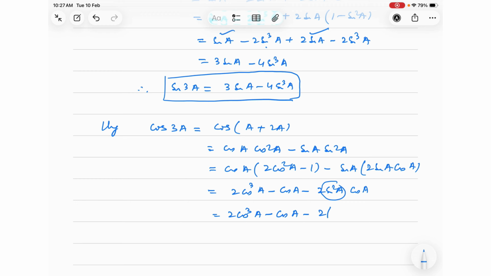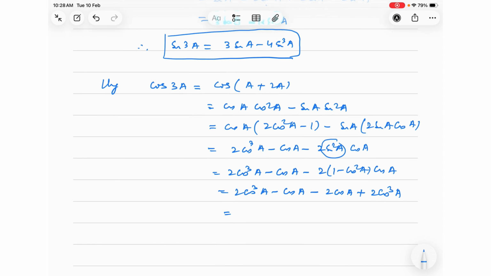Sin square A, let us write it as 1 minus cos square A. Therefore, it is 2 cos cube A minus cos A minus, opening the bracket, 2 cos A plus 2 cos cube A. So 2 cos cube A plus 2 cos cube A is 4 cos cube A, minus 3 cos A. Therefore, we get the cos 3A formula as 4 cos cube A minus 3 cos A.